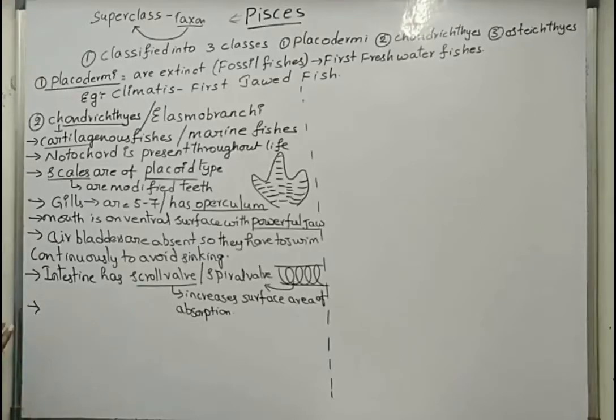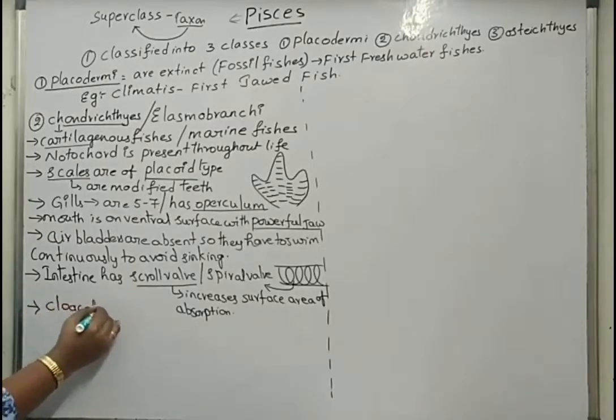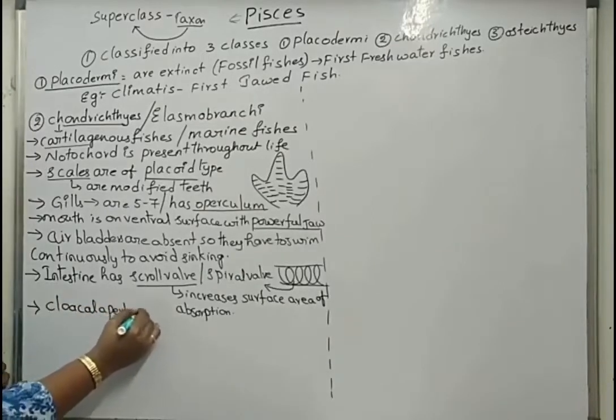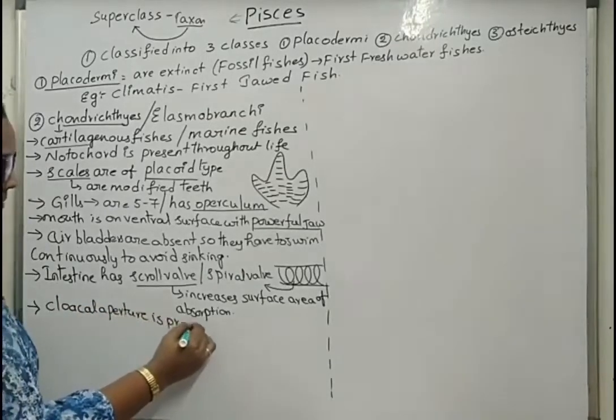Next, they have a cloacal aperture. We know that the cloaca is the common outlet for the digestive system, excretory system, and reproductive system. So they have a cloacal aperture. You can say cloacal aperture is present.